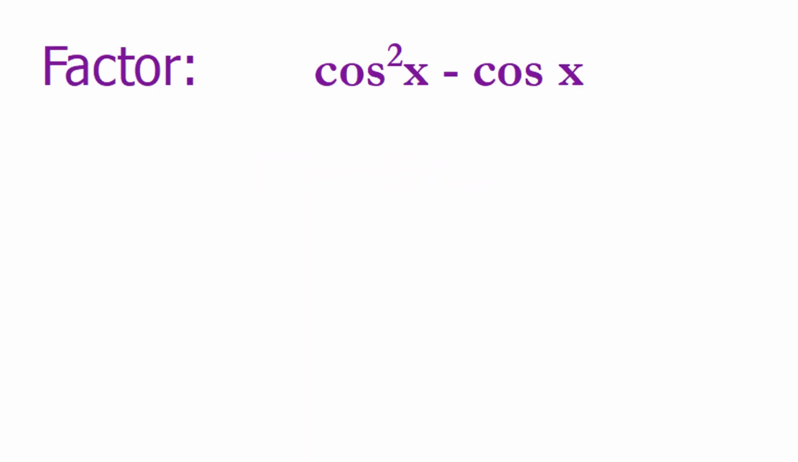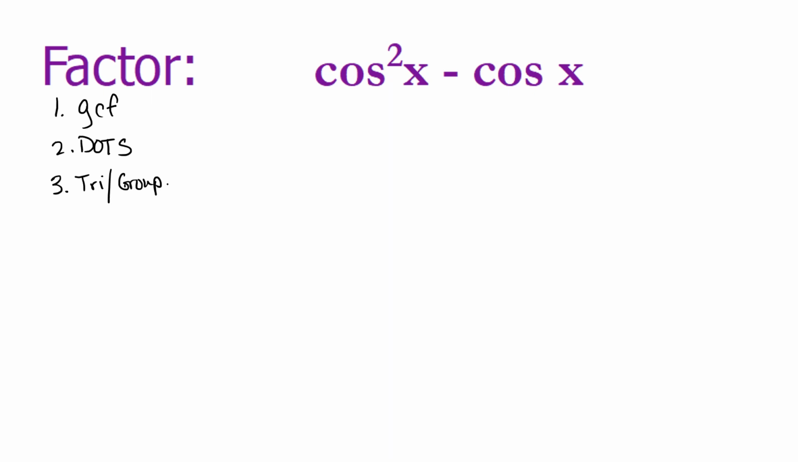So our first example is cosine squared of x minus cosine of x. Okay, so we're going to go back to the things that we looked at. We first always look for a greatest common factor. After that, we'll check for a difference of two squares. And lastly, we'll check for trinomials or factoring by grouping.